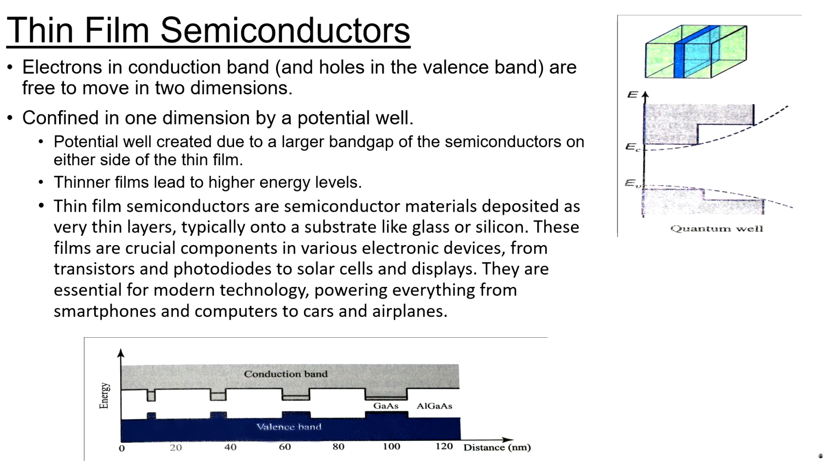In thin film semiconductors, electrons in the conduction band and holes in the valence band are free to move in two dimensions. So either they can go in the EC or EV dimension, and are confined to one dimension by a potential well. The potential well is created due to a larger band gap of the semiconductors on either side of the thin film. And thinner films lead to higher energy levels.